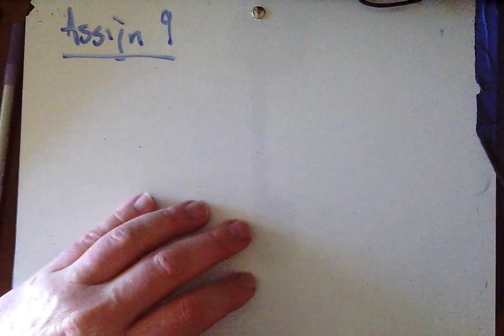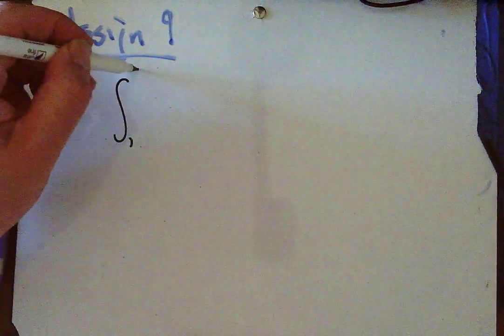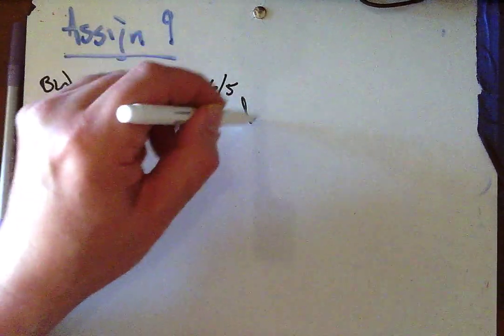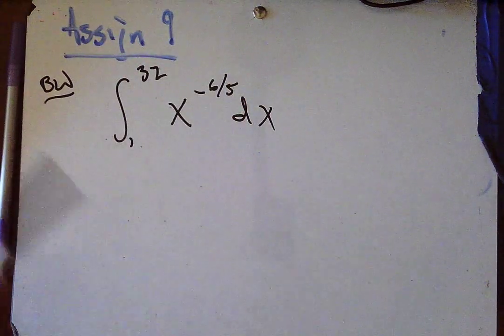All right, so here we are talking about assignment 9. Let's start off with this word problem: the integral from 1 to 32 of x to the minus 6/5 dx. Please evaluate that integral.